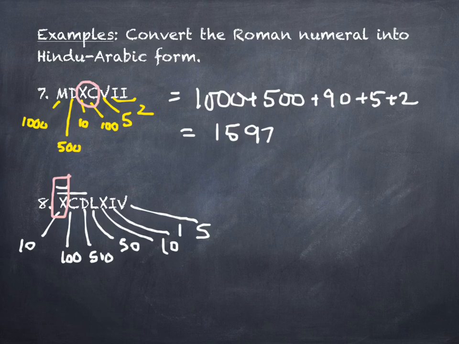So this 10 right here gets multiplied by what number? What happens when you have a double bar? 1,000,000. So let's write this out. We'll come back to it in a moment. So that's the X with the double bar.